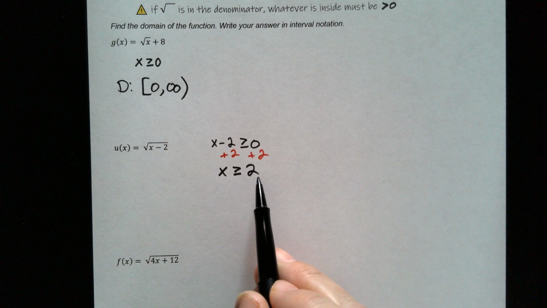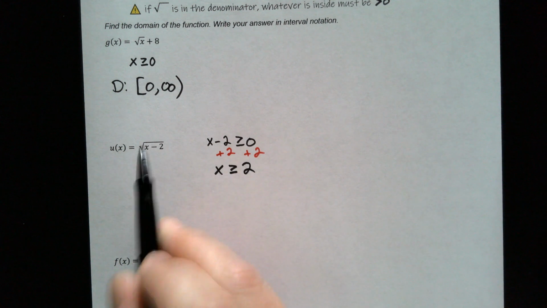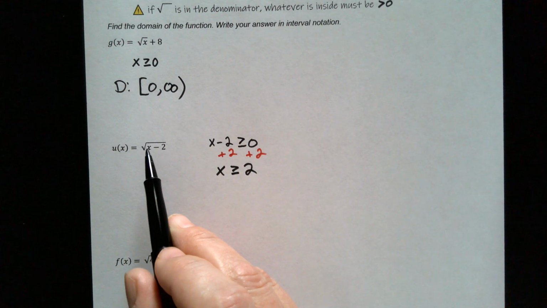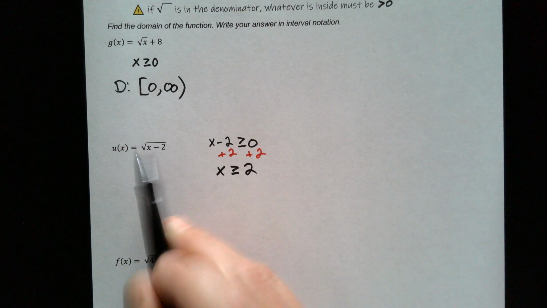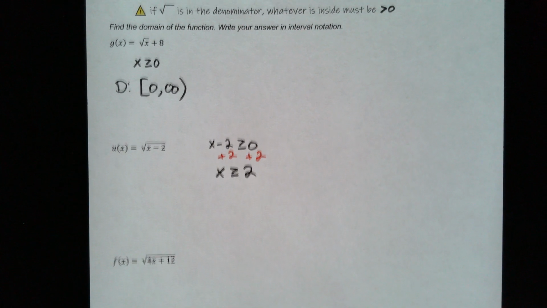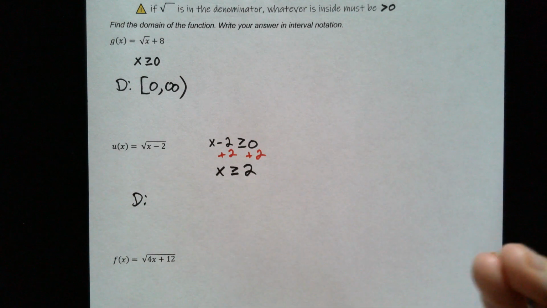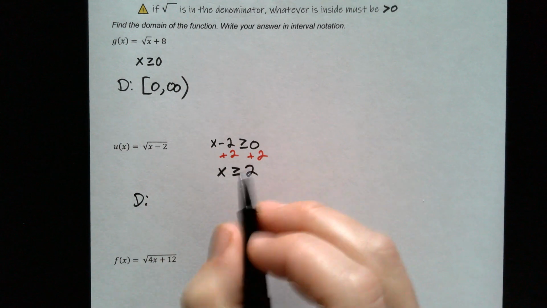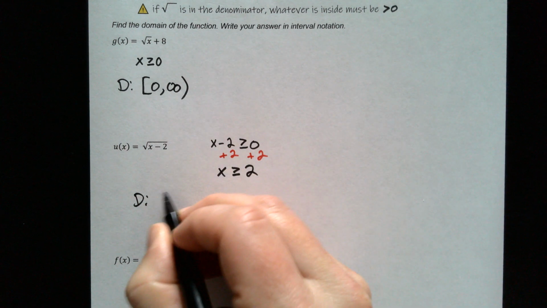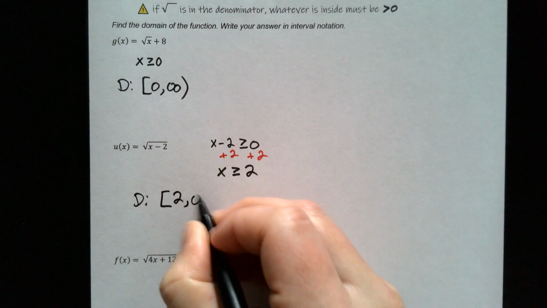Because if I picked a number that's smaller than 2, say like 1, what would happen if I plugged it in here? 1 minus 2 is negative 1, and then I'd have a negative square root, which I don't want. So that's what this means. And the domain, written in interval notation, would start at 2 and be included because of the line, and it would go to infinity.